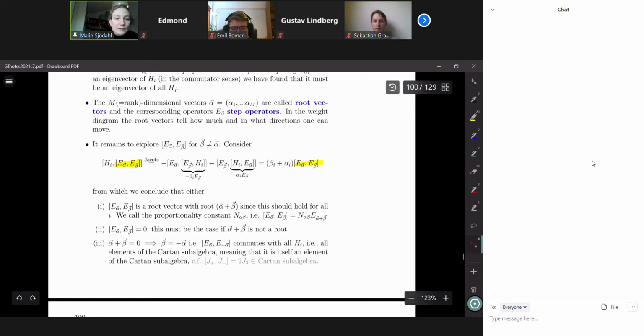So that was one option. Another way of fulfilling this equality is if this is 0, then it's trivially fulfilled. And the third option is that this is 0 for all the i's. So alpha plus beta is 0, so beta is then minus alpha. So I then have the commutator of E alpha and E minus alpha, and this linear combination then commutes with all the hi's.